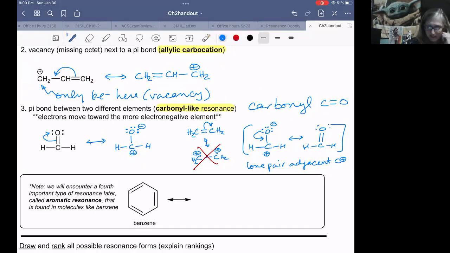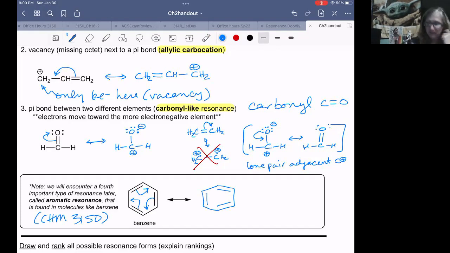In fact, we're not going to see this until Chem 3150. That's when we look at a molecule like benzene. Benzene has a 6-membered ring with 3 pi bonds. When you have this kind of structure, you can shift 1 pi bond over, which forces this pi bond to shift over, which forces this pi bond to shift over. And so we can relocate the position of all 3 pi bonds and put them in different locations within the benzene ring.